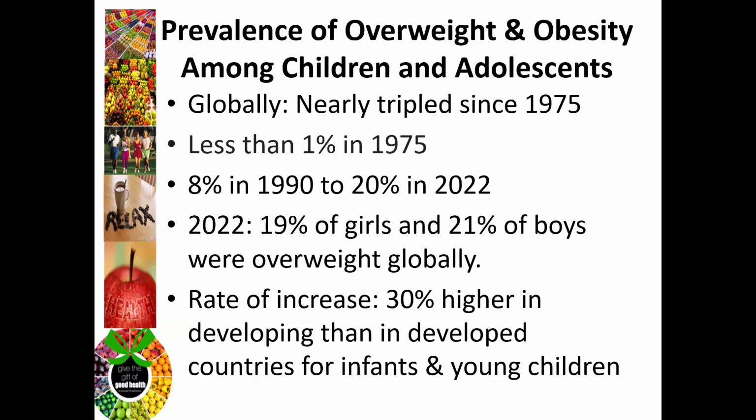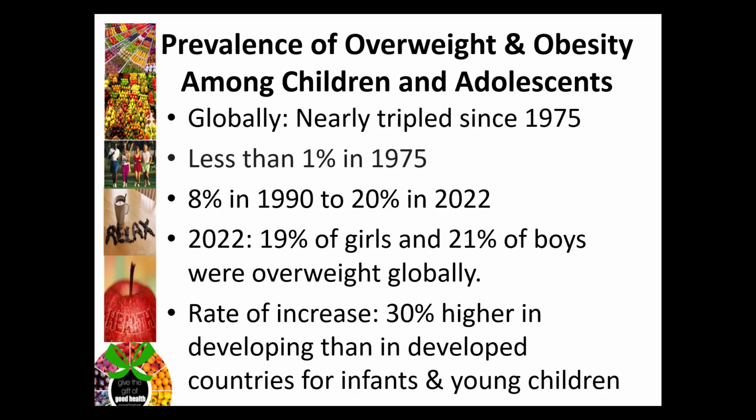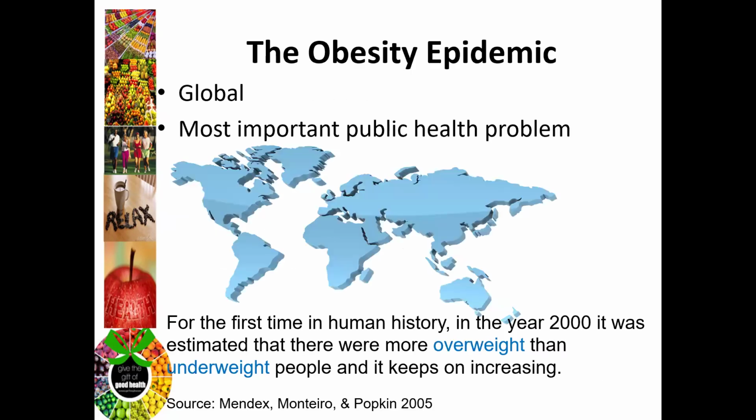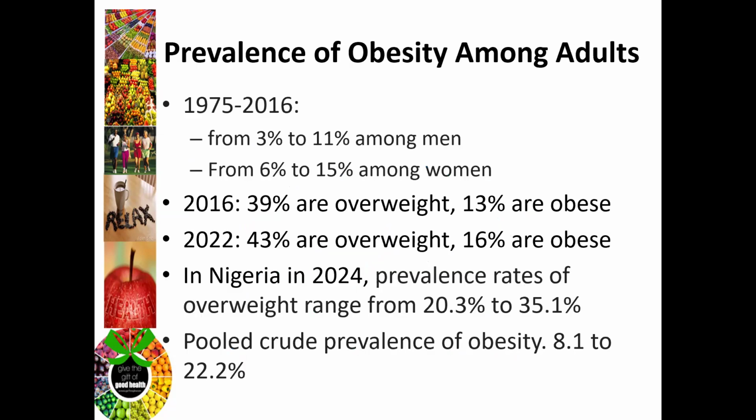So we need to know that this problem is global, is increasing at higher rate in developing countries. It affects all age groups, not only the adults or adolescents, even children are suffering from overweight and obesity. So it's very important that we solve the problem at every level. This obesity is the most important public health problem, and we realized by year 2000 that there are more overweight than underweight people in the world, and it keeps increasing.